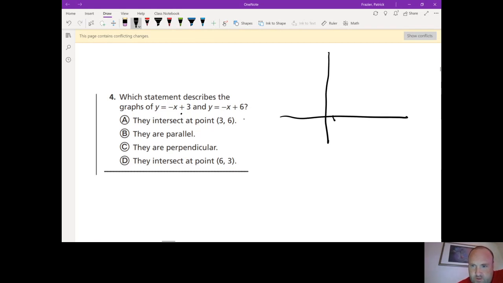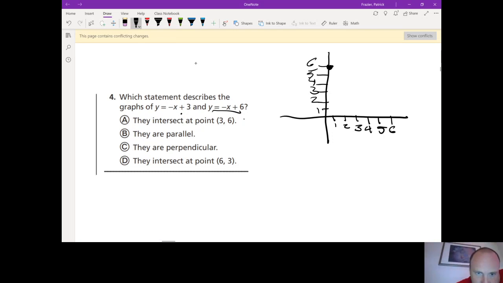So we've got 1, 2, 3, 4, 5, 6, 1, 2, 3, 4, 5, 6. So for this one, both of them are in the form of y equals mx plus b. 6 is b, 6 is the y-intercept. So that means when x is 0, y equals 6.